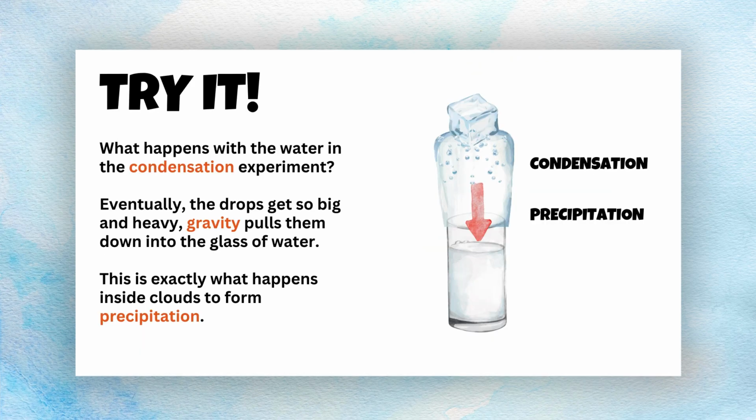What happens with the water in the condensation experiment? Eventually, the drops get so big and heavy, gravity pulls them down into the glass of water. This is exactly what happens inside clouds to form precipitation.